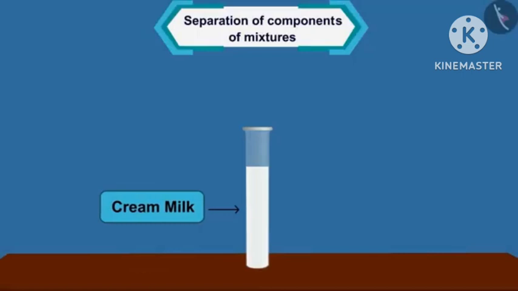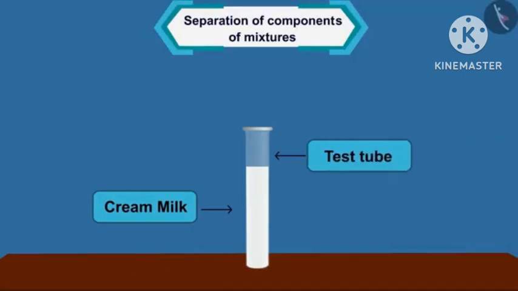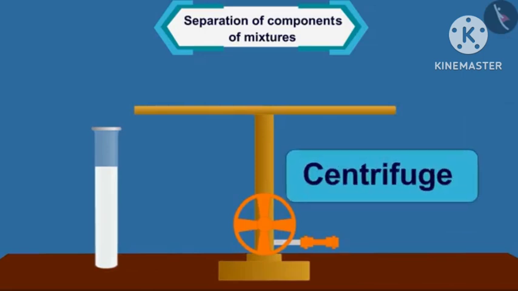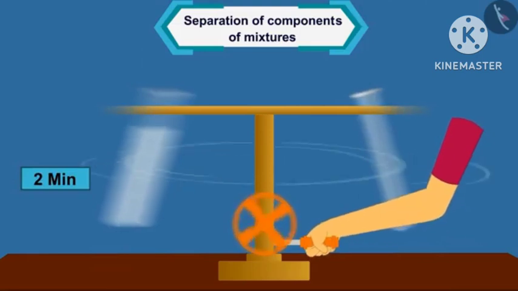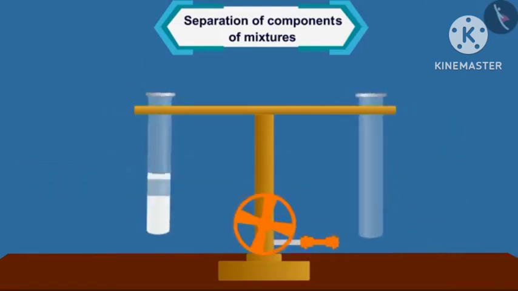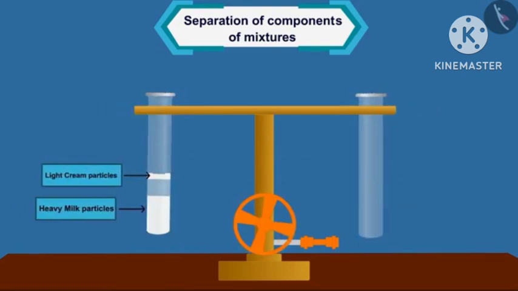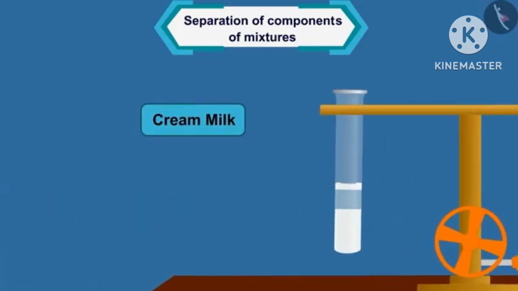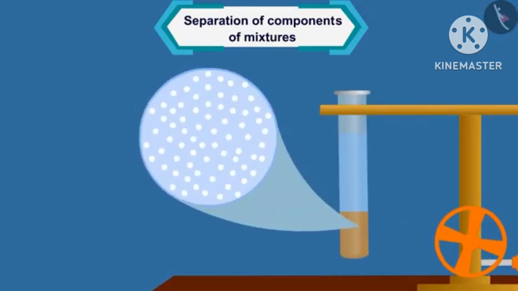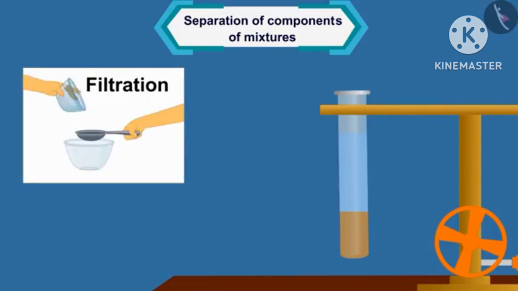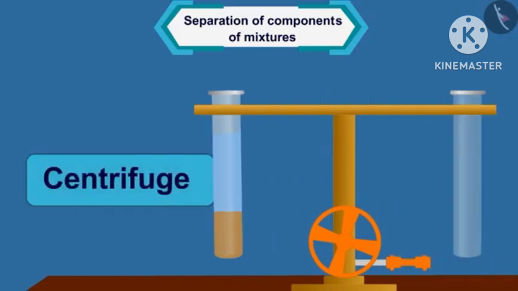Now, let us take this creamy milk in a test tube. Now centrifuge it for 2 minutes with a centrifuge machine. What do you see? When the centrifuge device is rotated rapidly, heavy milk particles settle down and light cream particles remain on top. Particles of creamy milk, blood, wastewater, etc. are too small to be separated by filtration, but can be separated by centrifugation.